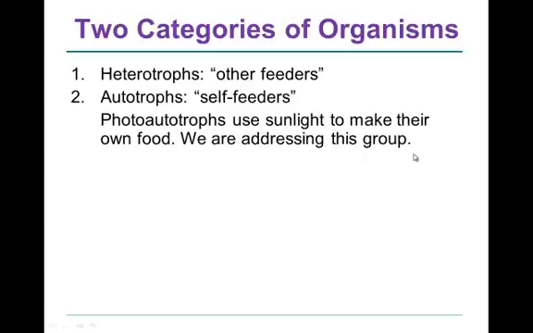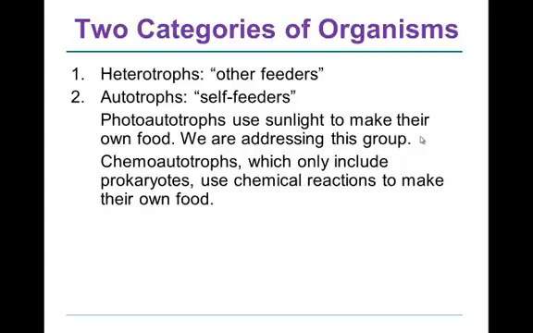I want you to be aware that when I said that the majority of life depends upon the photoautotrophs, this is true, but there is another group of producers that do not use photosynthesis and sunlight, and you should just be aware of this exception. These are the chemoautotrophs. These are exclusively prokaryotes, only bacteria, and they use chemical reactions to make their own food.